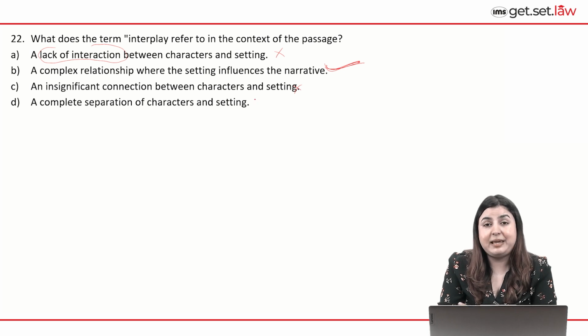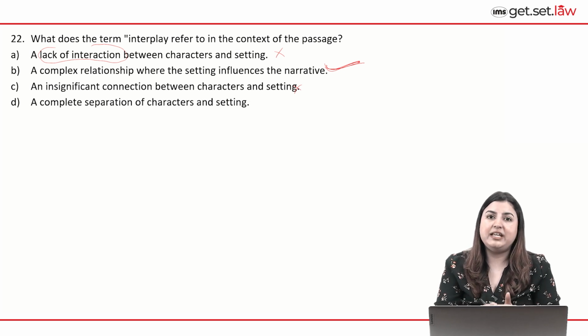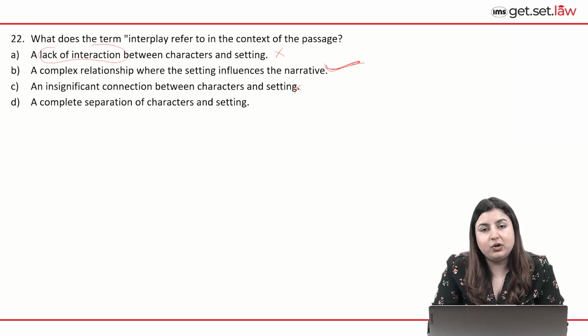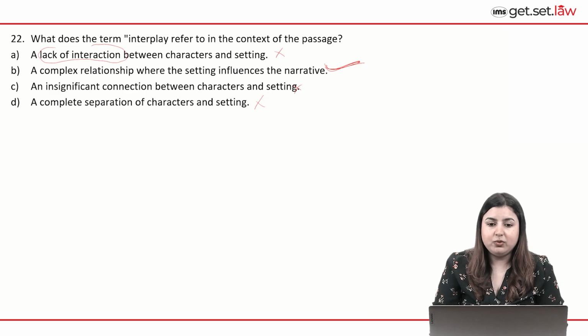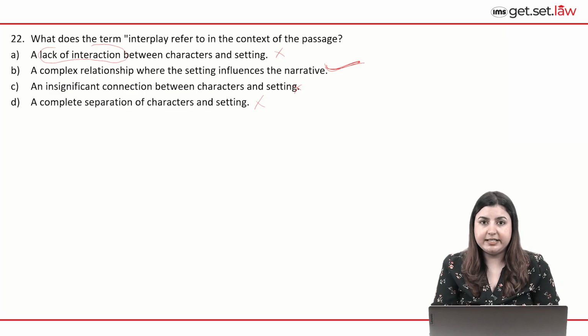D says a complete separation of characters and setting. These are very, very extreme options to choose, not given in the passage. In fact, running contrary to the idea given in the passage. So this is incorrect. So overall, this particular question is quite easy to answer.